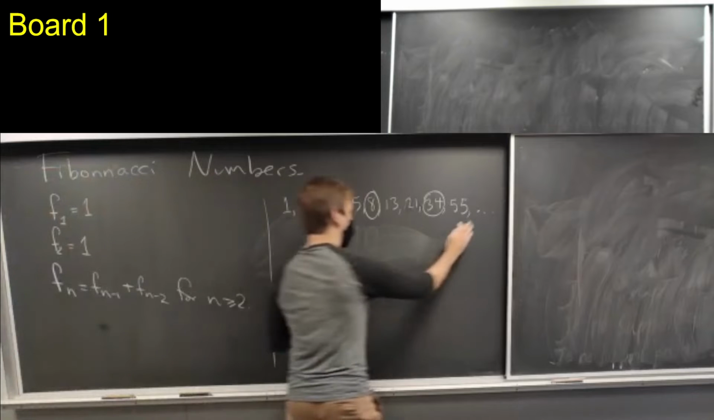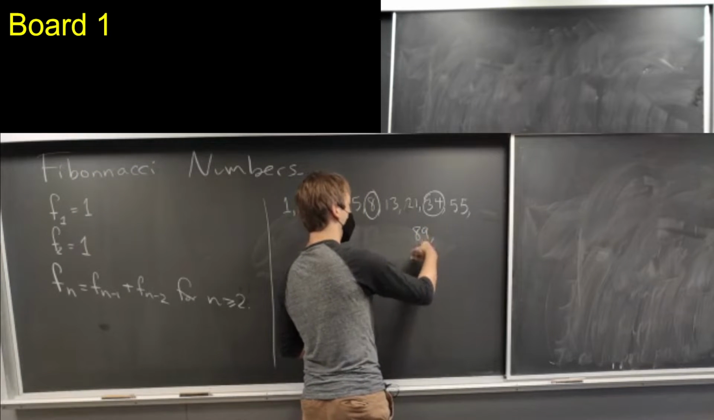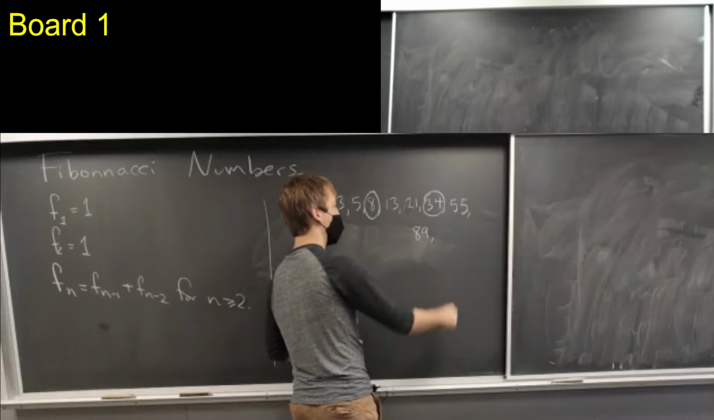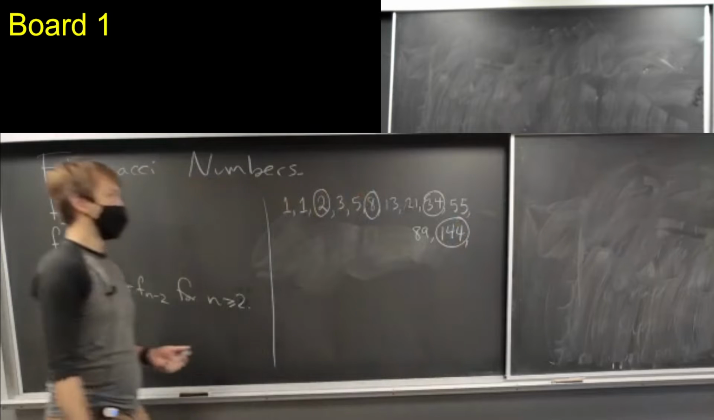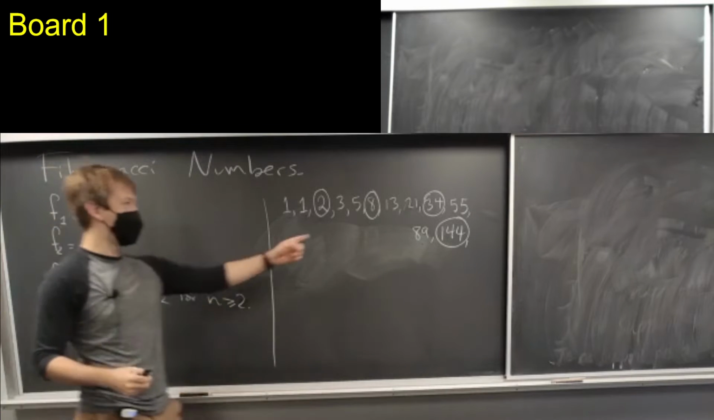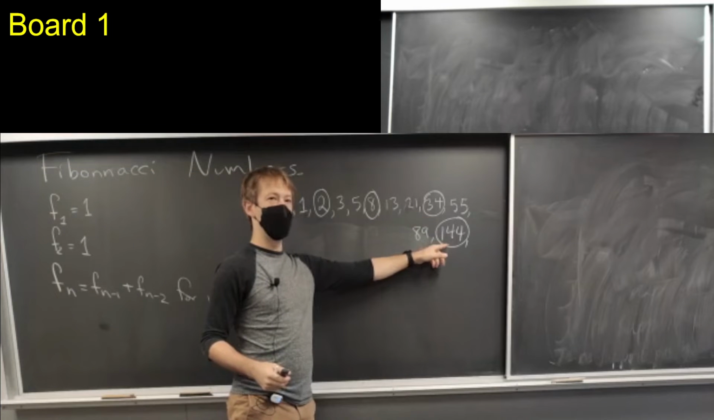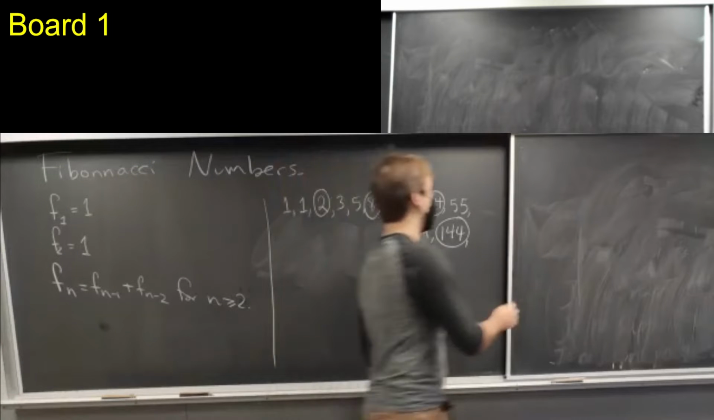If we keep going a little bit, we get like 89, and then we get, oh dear, 144, and we see an even number there. So it seems to be, from the little bit of evidence that we have, that maybe every third Fibonacci number is even. So the third one, the sixth one, the ninth one, 12th, and so on. So let's prove that.